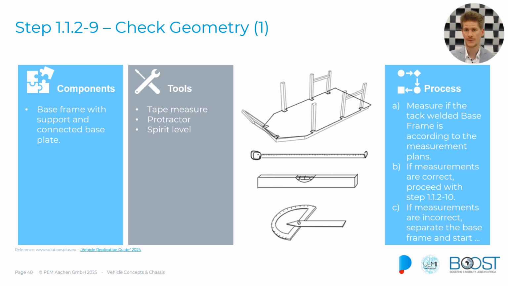The next step would then be again to check the overall geometry. Depending on the joining method, it becomes more important or is actually less important. So you have the overall base frame with the support structure and the connected base plate, and we again use a tape measure, protector, and spirit level, and we see whether the welds are totally correct, if our measurements are still within the correct spaces, and then we can proceed, for instance.